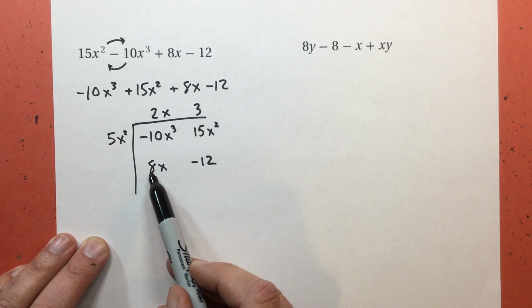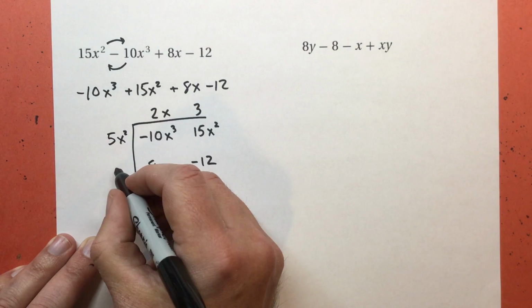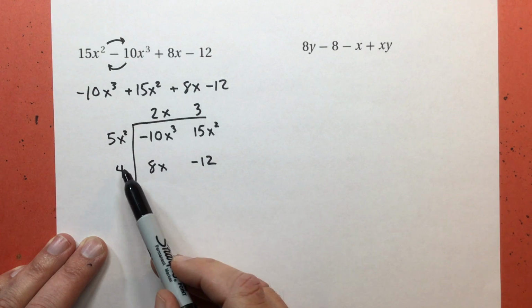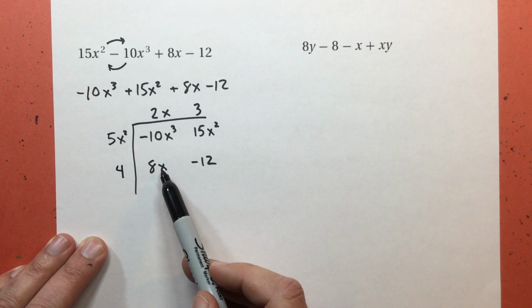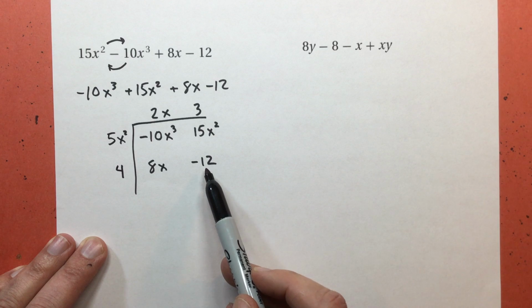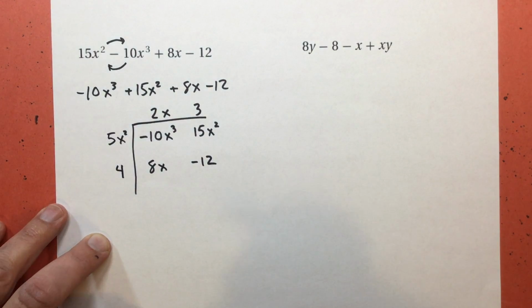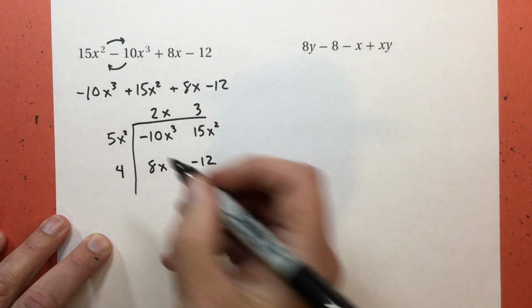Well, this is 2 times 4, and this is 3 times 4. So they have a common factor of 4. All right? But 4 times 2 is 8x, and 4 times 3 is not negative 12. I need to put a negative in there somehow. Okay, so where do I put my negatives?